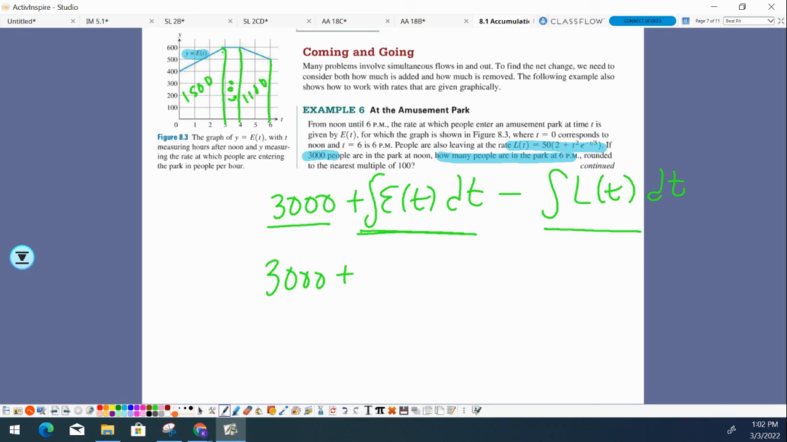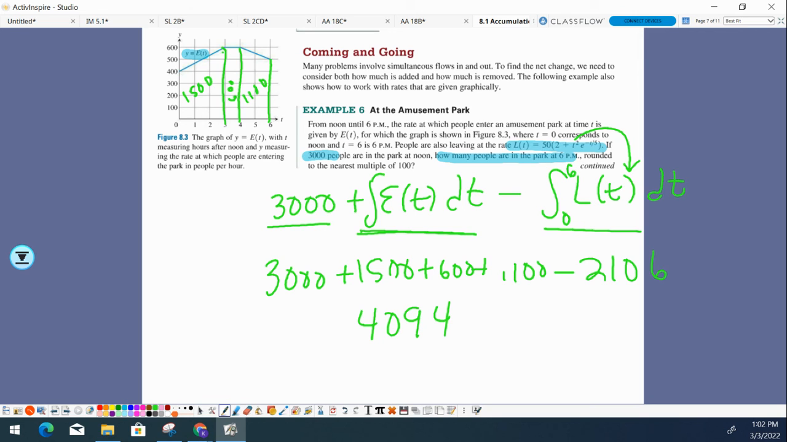So my initial value plus all the people who enter, 1,500 plus 600 plus 1,100. Then I'm going to subtract off my leaving. So this one, I'm just going to plug this equation in, Math 9. Just plug that in from 0 to 6. And if you Math 9, you get 2,106.